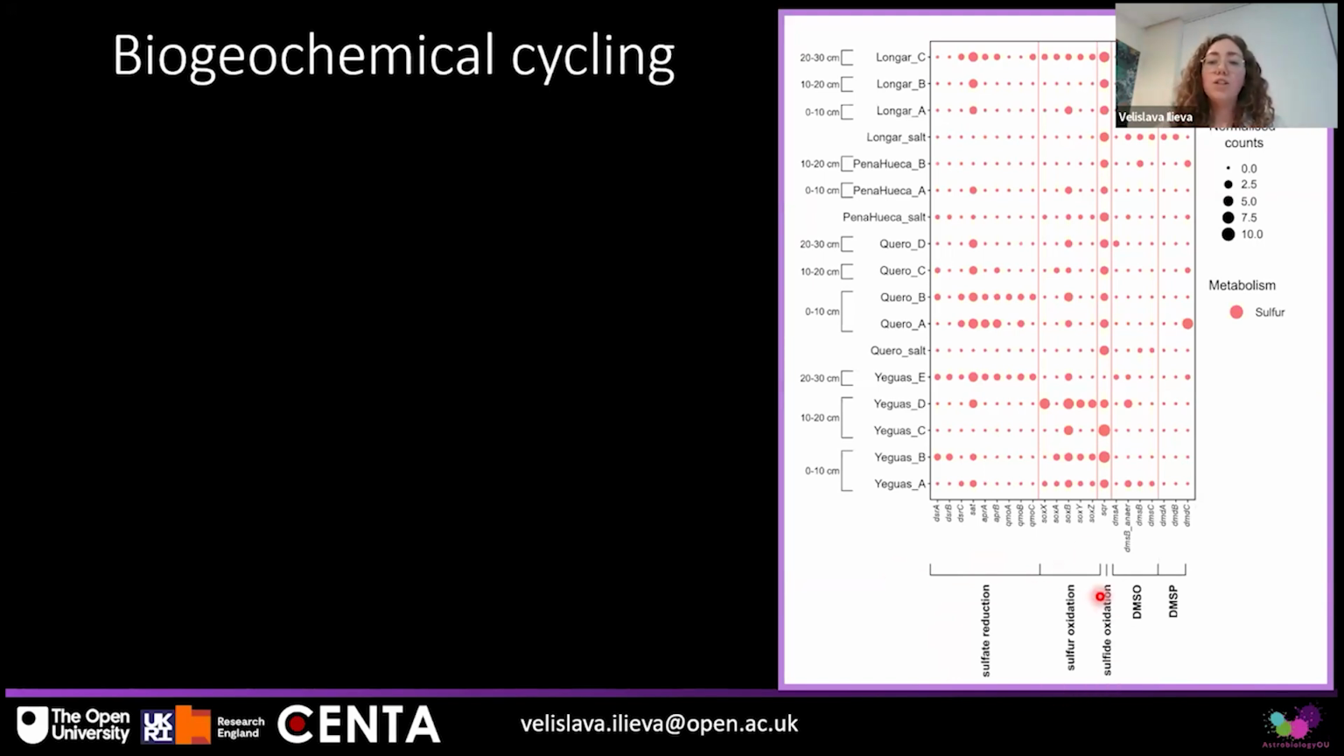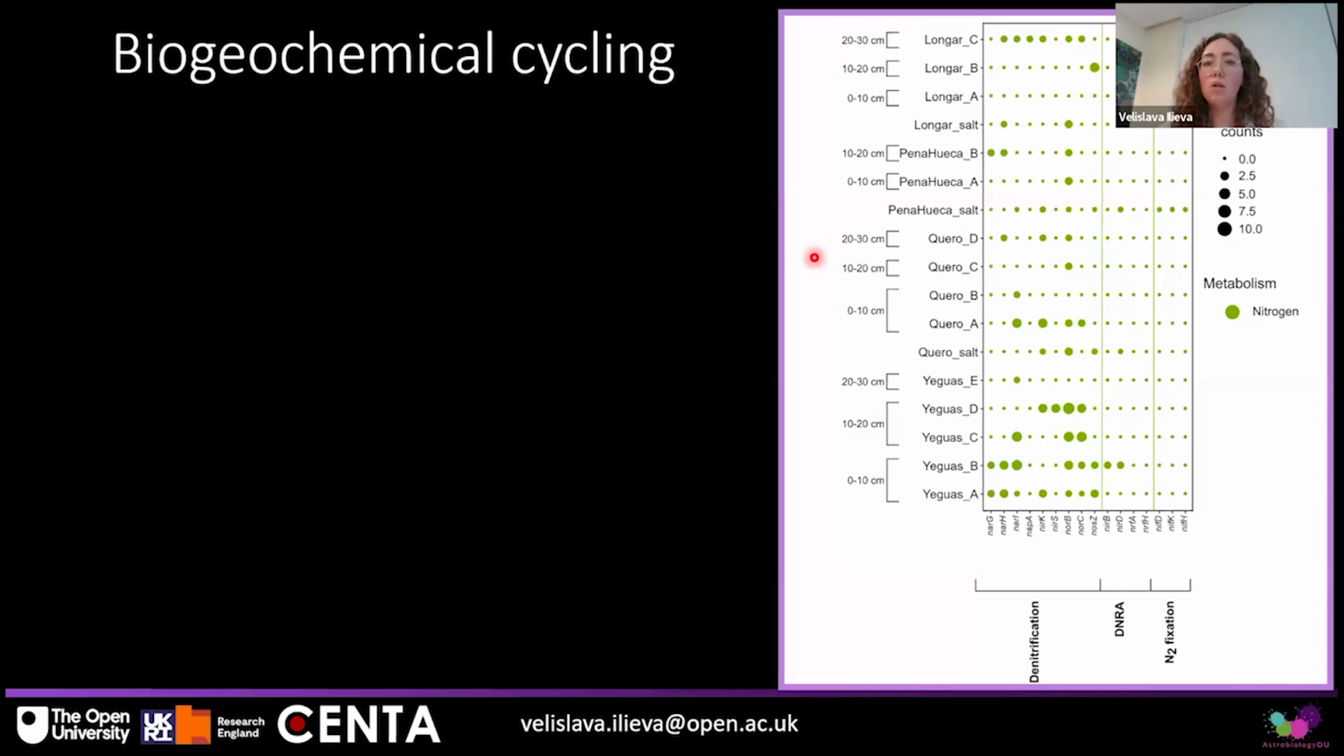And genes for sulfur oxidation, which Michael explained earlier, a type of chemotrophic metabolism where microbes extract energy from reduced sulfur minerals. We can see that those genes were detected at all sites, but a bit less at Penahueca, where the high salinity could potentially inhibit that metabolic strategy. At some sites, and I'm just going to highlight Yaguas here, we have a really nice stratification between sulfur oxidation between 0 and 20 centimeter depth and sulfate reduction at the bottom. So this is an example of sulfur cycling in the sediment column.